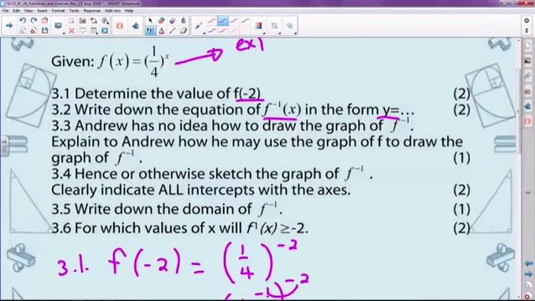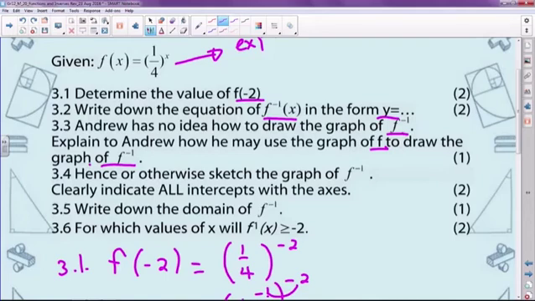3.3. Andrew has no idea how to draw the graph f inverse. So he has no idea how to draw the inverse function. Explain to Andrew how he may use the graph of f to draw the graph of f inverse, so of the inverse graph. So how can you use the original function, which is an exponential function, to draw the inverse function, which is a log function?